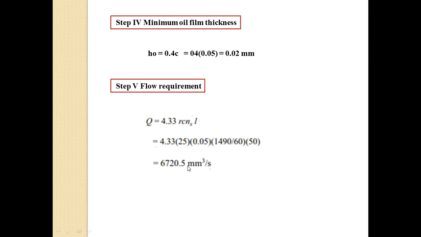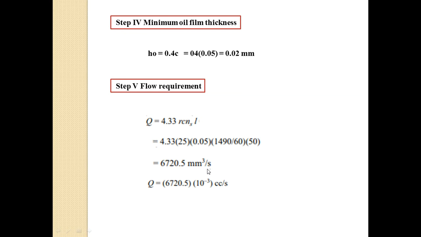6720.5 mm cube per second. That means our fifth finding is also over here. Okay, now the next finding. Now it's converted into what? They asked for what? This is in mm cube per second. In the numerical, they require this flow in liters per second.